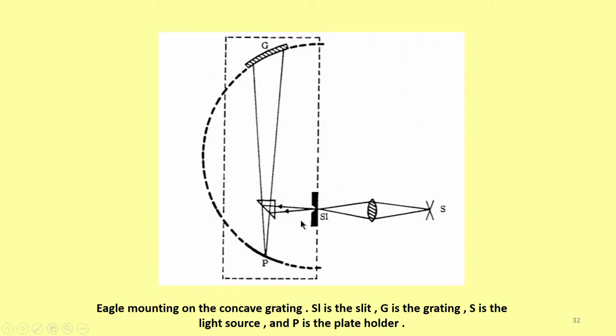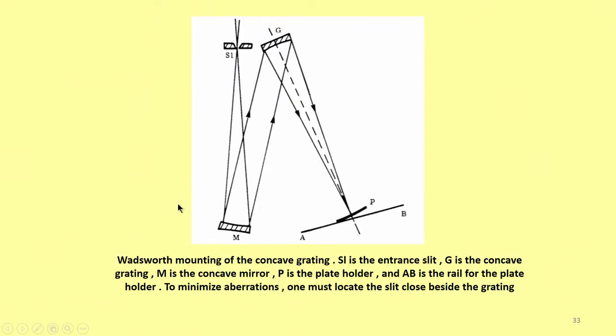Okay. So, in the Eagle mounting, again it is the concave grating and this is the slit, G is the grating here, S is the light source and P is the plate holder. Again it moves along the perpendicular, giving you the different wavelengths. So, this is the Wadsworth mounting; I had explained it to you earlier, only the figure is coming here.